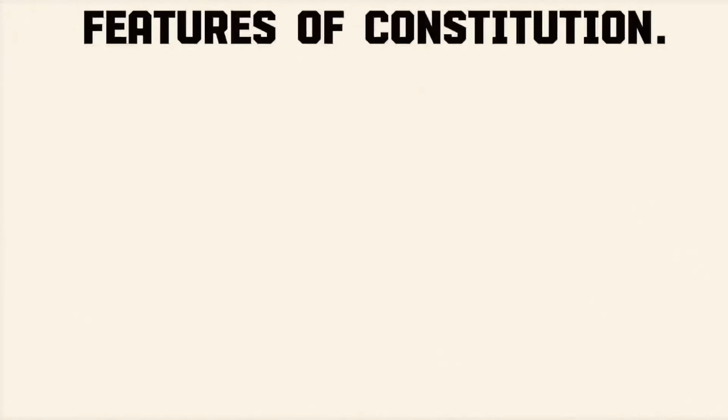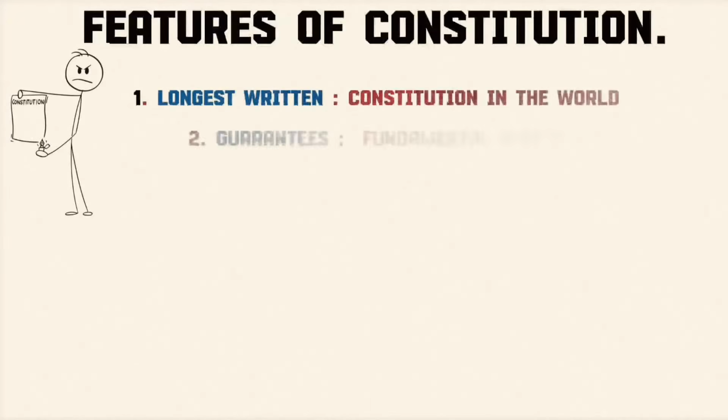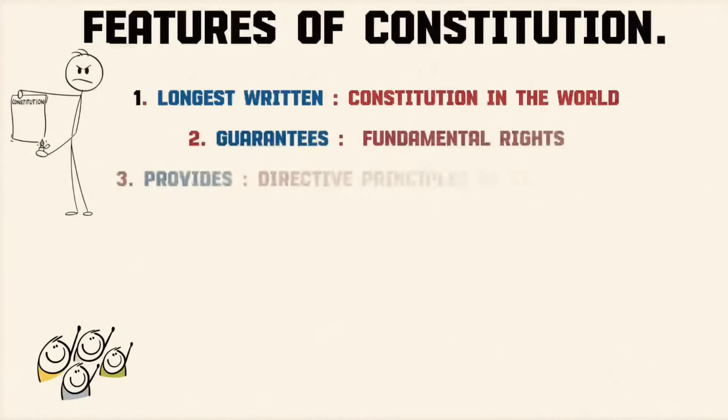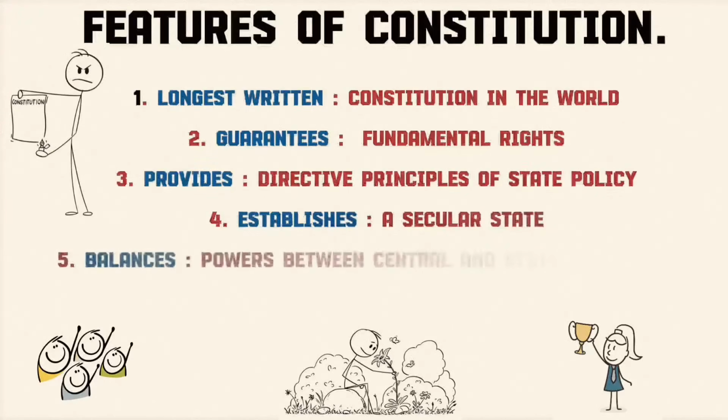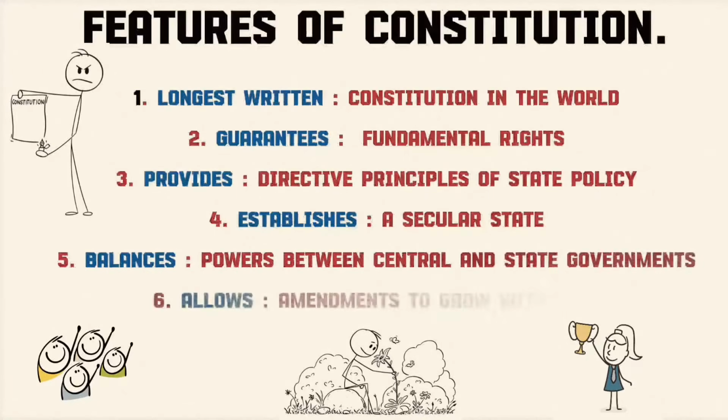Unique features of the Indian Constitution. Longest written constitution in the world. Guarantees fundamental rights. Provides directive principles of state policy. Establishes a secular state, balances powers between central and state governments, allows amendments to grow with time.